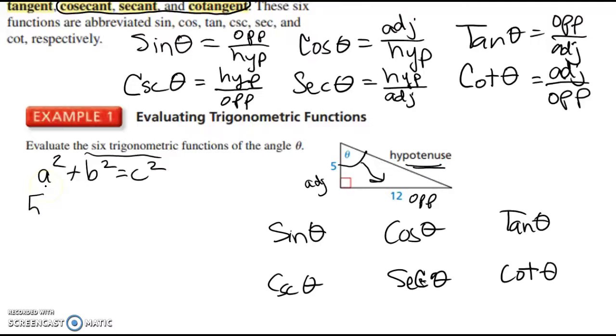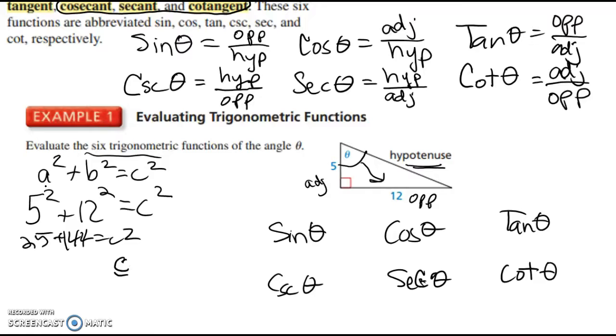So the adjacent side, 5, and the opposite side, 12. So 5 squared plus 12 squared will equal the hypotenuse squared. Or 25 plus 144 will equal c squared, or c squared will equal 169, or c will equal 13. So the hypotenuse is 13. Now that you have all 3 sides, we can list the ratios.